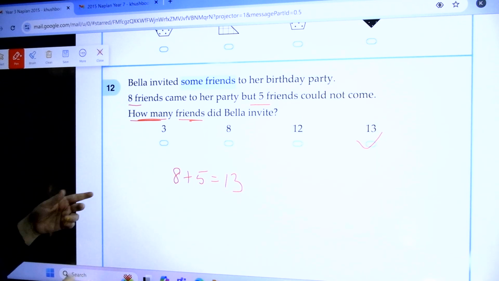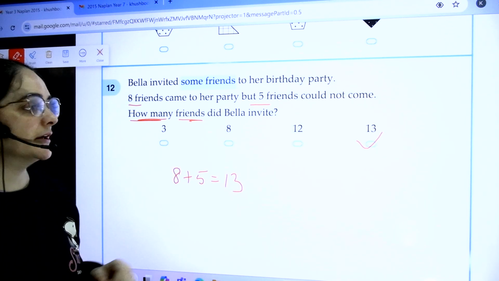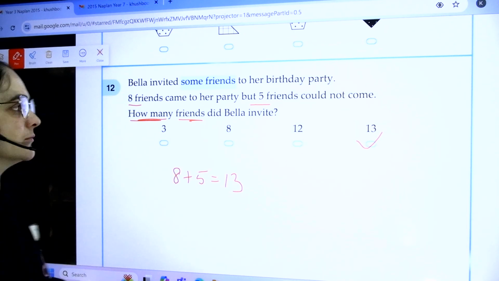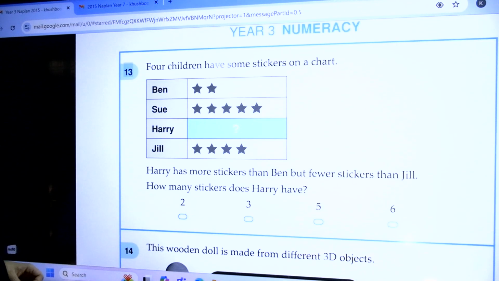Some kids make a mistake, they'll say, oh, only 8 came, so 8 should be the answer. 8 is not the answer. She actually invited 13 of her friends, and then some friends came and some could not come. Okay, let's move on to the next question.